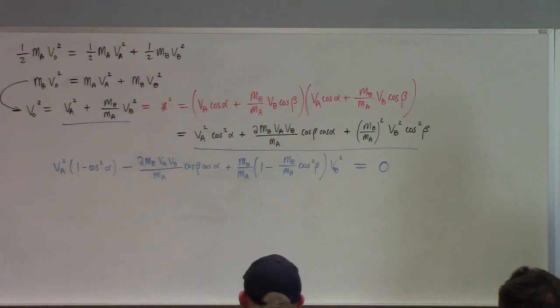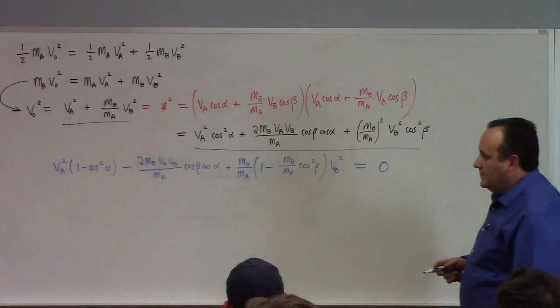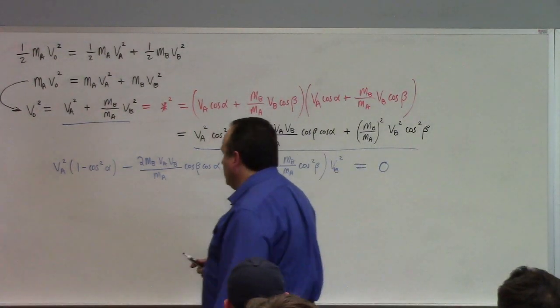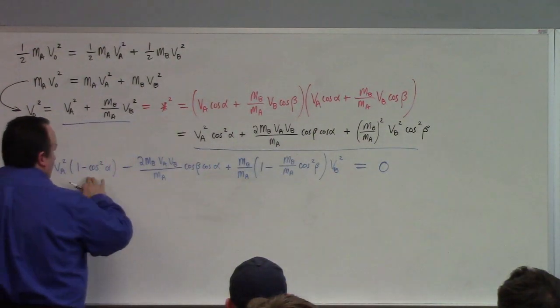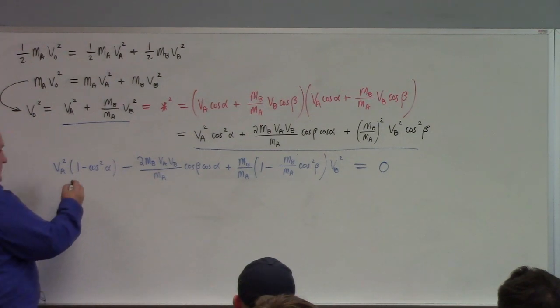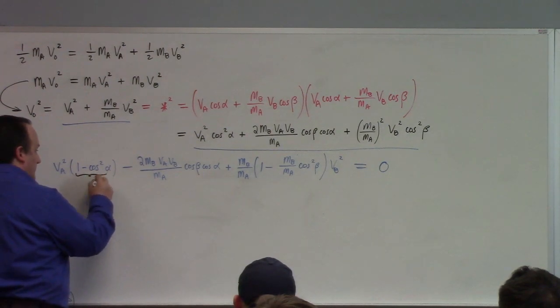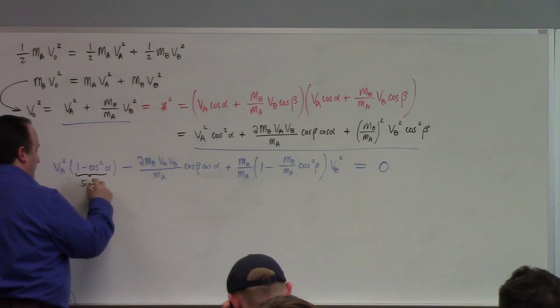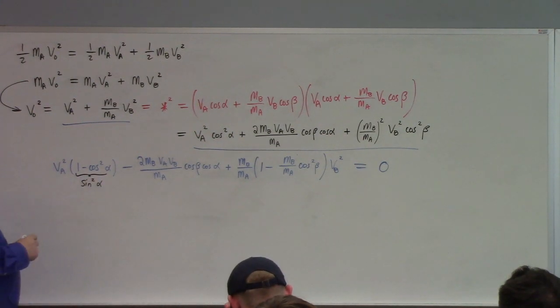Is it 1 minus sine instead of 1 minus cosine of the... this one? Yeah. I mean, you can trade that for a sine squared. It is true that that simplifies to sine squared alpha. That is true. But not yet.